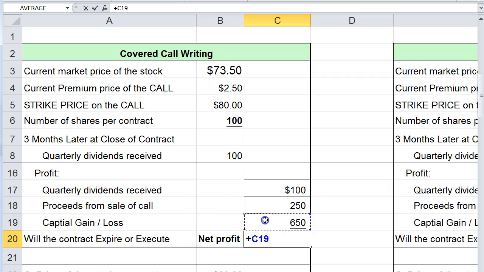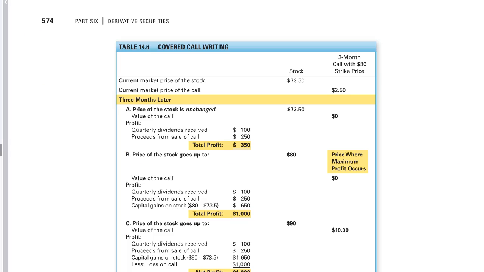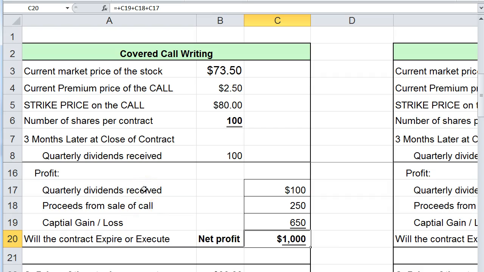So I'm going to plus 650 plus 250 plus 100, and my profit is 1,000, which you can see in the textbook is the same thing, which is good. That's why I'm keeping close to the textbook example. So if you get confused by this, you can go back into the textbook and read over their explanation of how these are calculated as well.